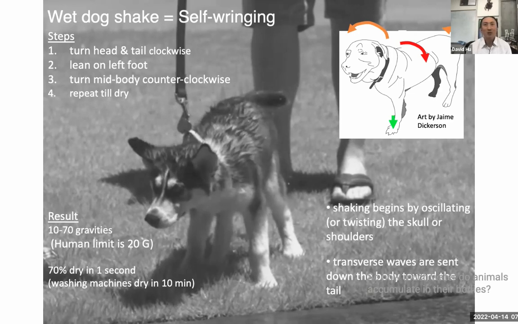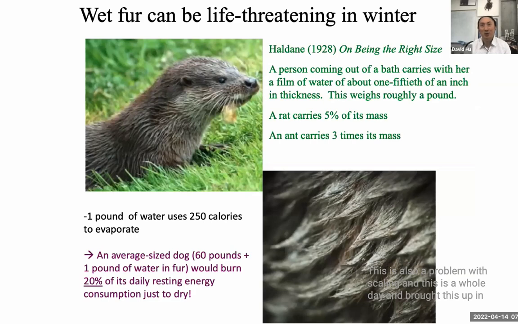So how much water do animals accumulate in their bodies? This is also a problem of scaling, and Haldane brought this up in the 1920s in a great essay on being the right size.